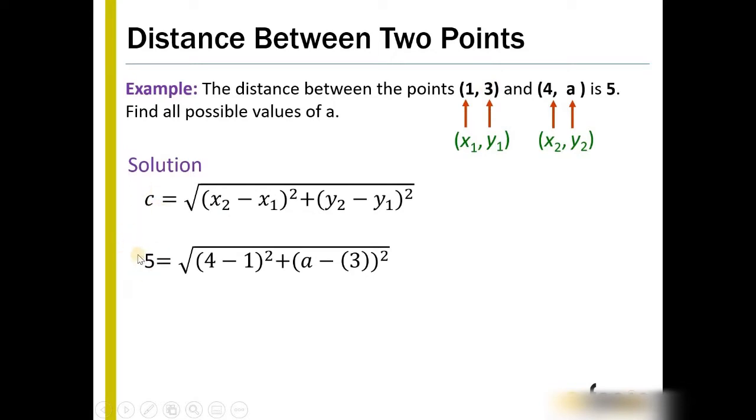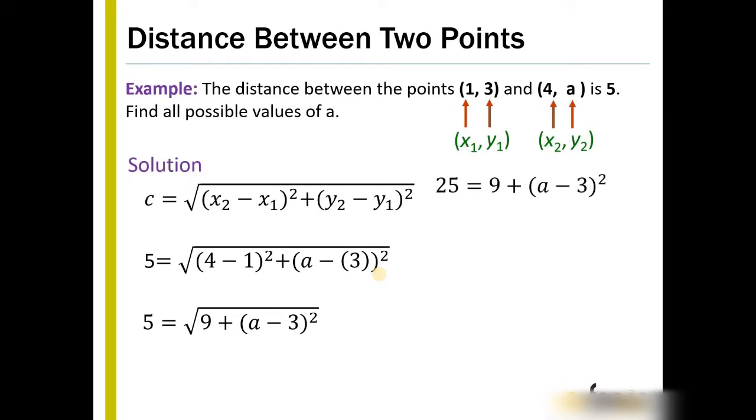and the distance c is 5. So we've got 5 equals the square root of (4 minus 1) squared plus (a minus 3) squared. And this simplifies to give 5 equals the square root of 9 plus (a minus 3) squared. If we square both sides, we get 25 equals 9 plus (a minus 3) squared. So 16 equals (a minus 3) squared.